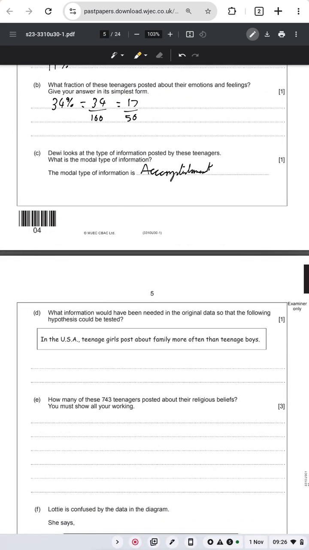What information would have to be needed in the original data so that the hypothesis could be tested? In the US, teenage girls posted about their family more often than teenage boys. So you would need to ask a question about gender. So you need to ask gender on each survey.